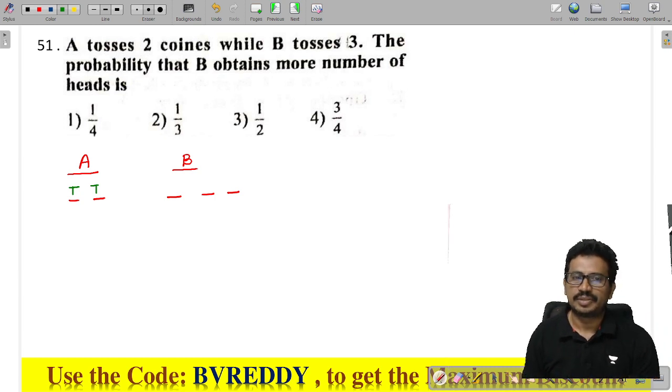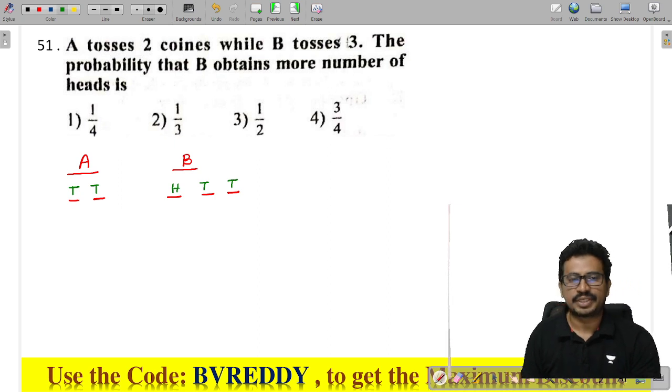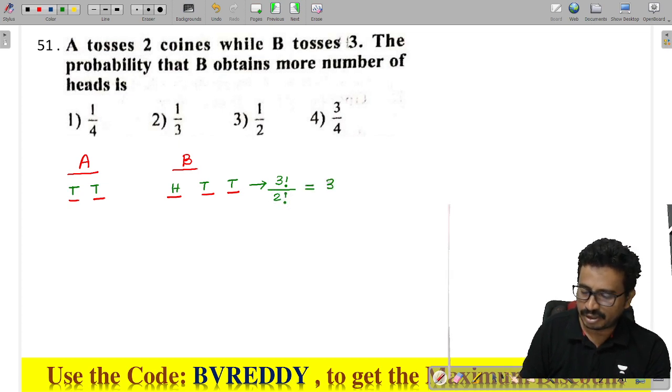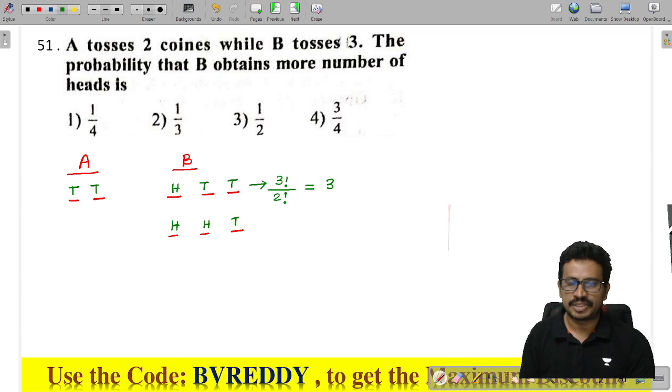Now tell me, if B gets at least just 1 head, then the given statement is satisfied, isn't it? So how many combinations will happen with this? That is 3 factorial by 2 factorial, since tail is repeated 2 times. Here we count arrangements, which is equal to 3. Next, what are the other combinations? Now we get 2 heads and 1 tail, so in this case also the above statement will be satisfied.